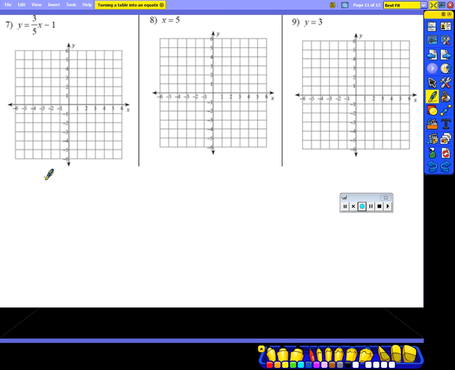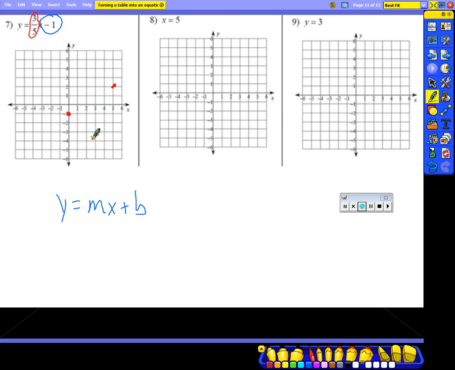I'm going to be using slope-intercept form, which is y equals mx plus b. The first thing I'm going to look at is my y-intercept, which is that b area right there, which is -1. So I'm going to plot a point on the y-axis at -1. Then the next thing I'm going to look at is my slope, which is positive 3 over 5. What that means is I'm going to rise up 1, 2, 3, and then run 5: 1, 2, 3, 4, 5, right there.